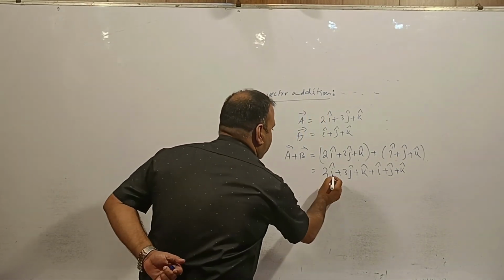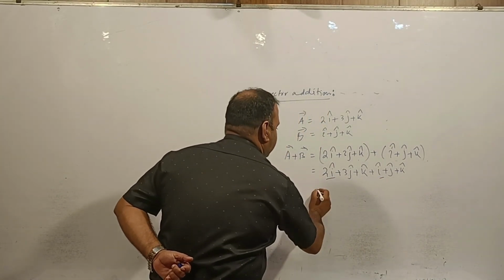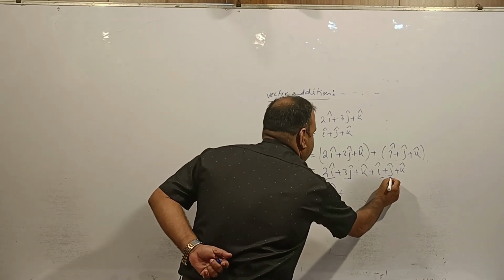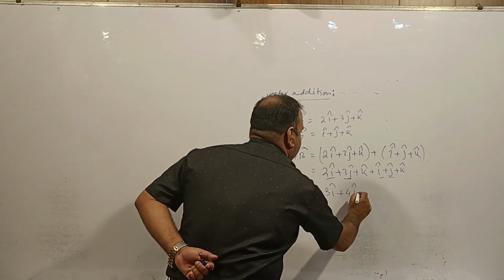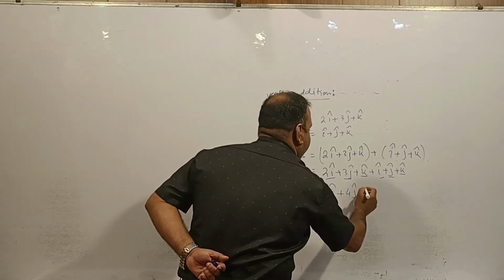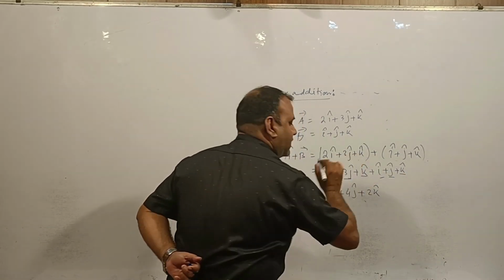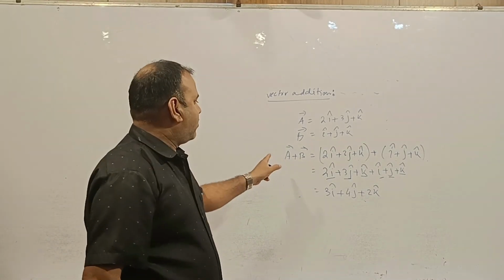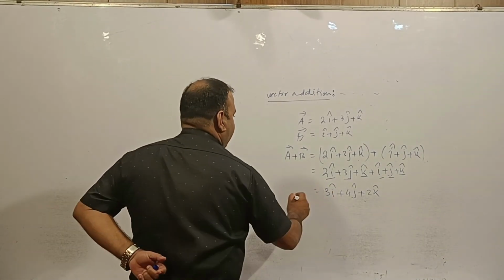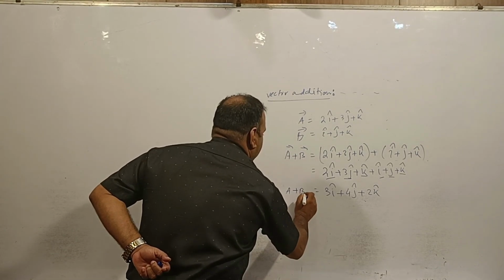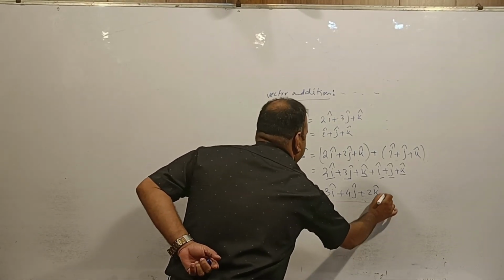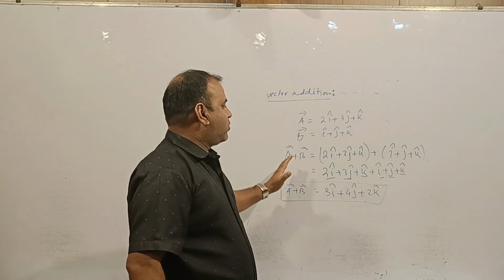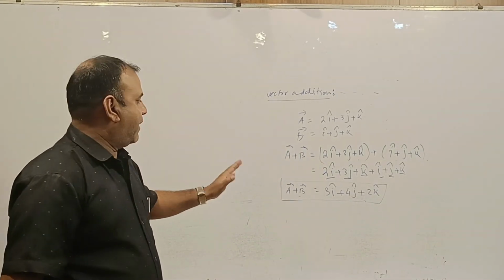So here you see 2i cap and i cap, so it will be 3i cap, and here 3j becomes 4j, plus k cap, here it will be 2k cap. So this is the value of the summation of A vector plus B vector. We can write A plus B vector like this. So this is the addition of vectors. In this way we can add vectors.